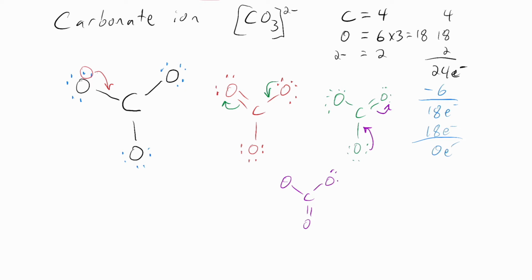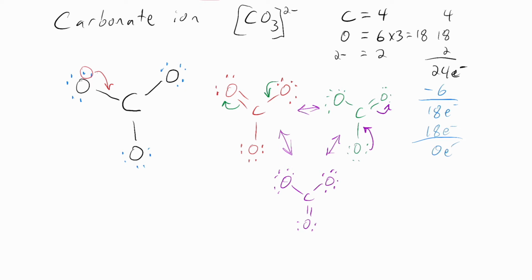Well, I did a bad job of drawing that. Well, 3, 4, 5, 6. 1, 2, 3, 4. Just like that. So all of these are equivalent resonance structures.